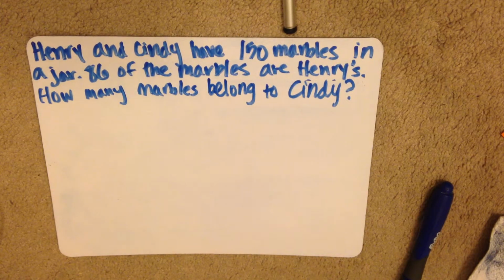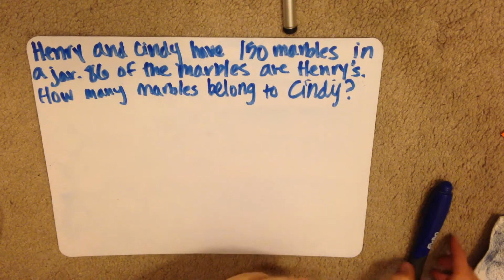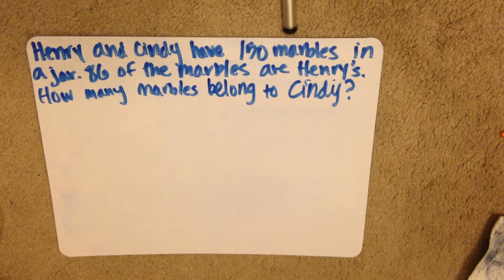So the first thing we need to ask ourselves is, what kind of question is this? Are we joining, separating, comparing, or looking at parts of a whole? So let's see. We're not doing anything to it. We're not bringing anything in or taking anything out. So we know that this is not a joining or separating problem. So we can eliminate those two right off the bat. So what we have left is comparing or parts of a whole.